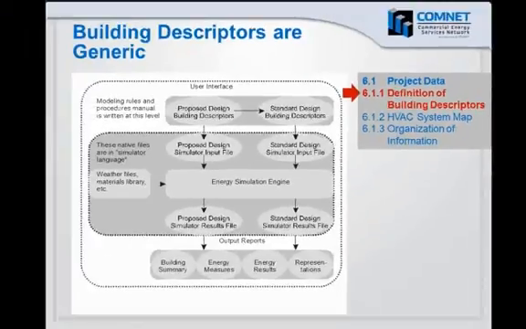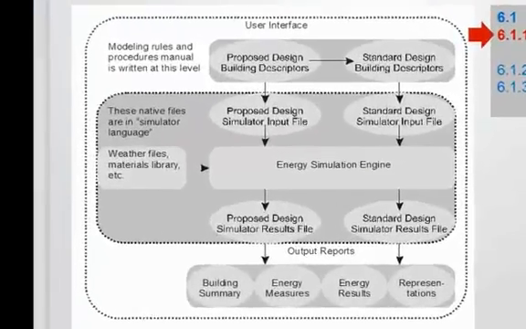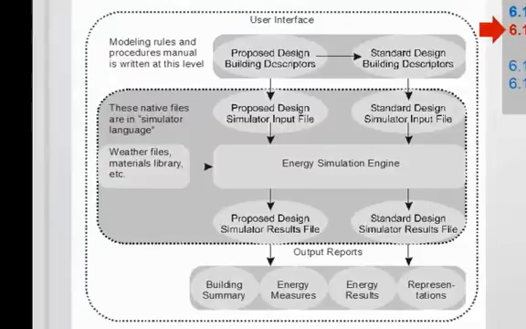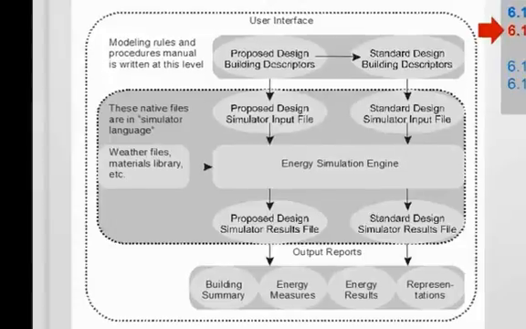Section 6.1.1 defines what we mean by building descriptors in COMNET. A building descriptor is basically a piece of information that would go into the model. We've tried to keep our discussion of the building descriptors generic. We've avoided using DOE2 BDL or any other language that's specific to a particular software.